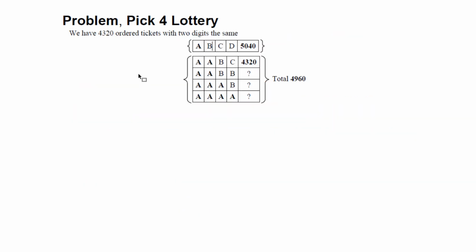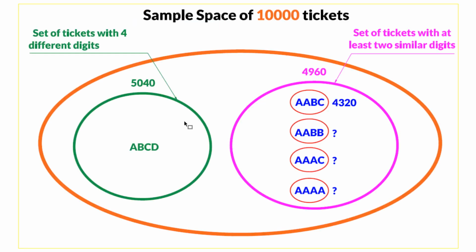And now we can summarize the results as follows. We have a group of tickets with 4 different digits. We know their number, and we have the tickets of 2 similar digits, and their number is 4320. And now we are going to look for the number of tickets of the form ABB and so on until the end. So now we are going to update our information: all these numbers of tickets are known to us, and we have 3 subgroups whose number of tickets we still don't know yet.